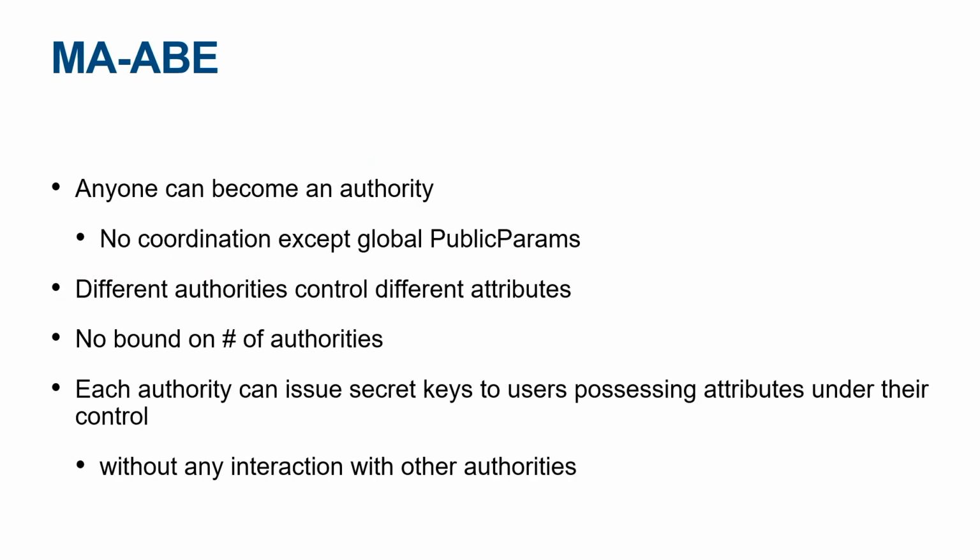There should be no bound on the number of authorities. Anybody can join at any point in time. It doesn't matter who joined earlier and who joined later. And whenever an authority joins the system, it should also be able to generate keys for attributes that it possesses without ever talking to anybody else. So it's completely distributed, almost no coordination between the authorities, except perhaps some global parameters that are set up at the start of the system. Okay, so this is what we imagine a real multi-authority ABE system to look like.